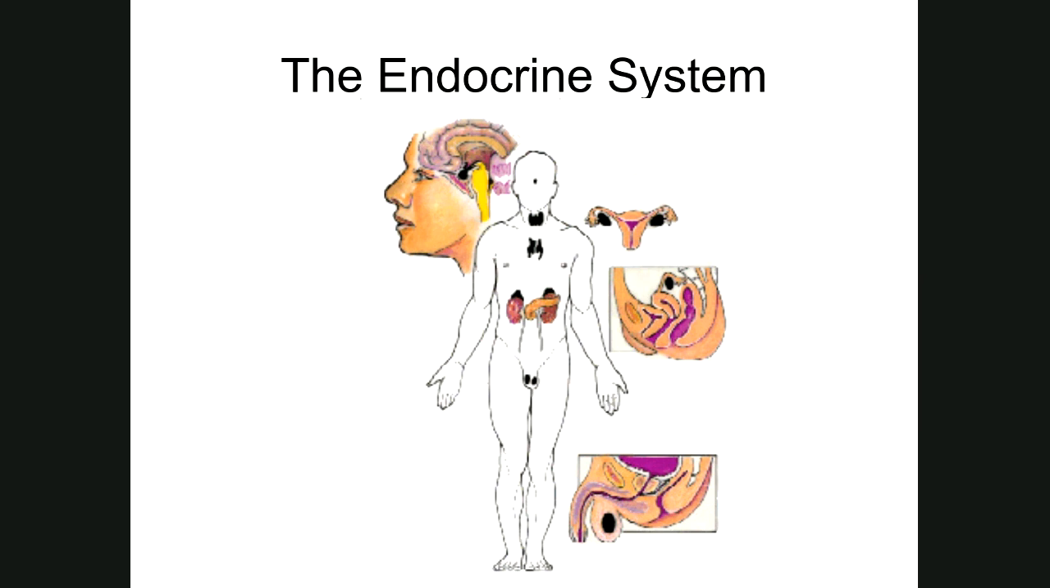So this endocrine system, put in your mind that it's interacting with the nerve system within our body. So let's see how that works.